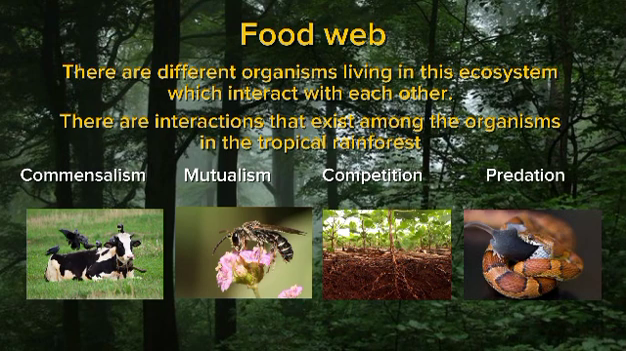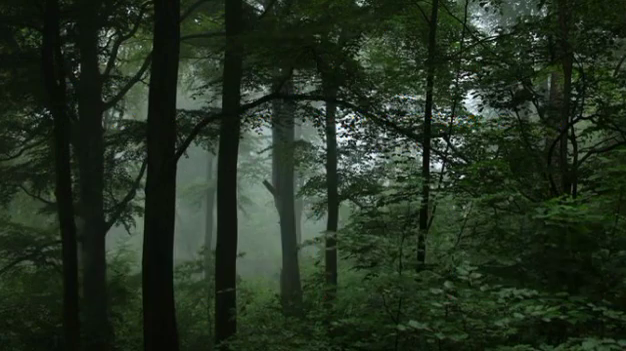Predation. It is a kind of interaction in which one organism kills smaller organisms for food. An example of this is when a snake eats a rat for food. Predators are usually organisms which are stronger, bigger, and fiercer compared to their prey. The ecosystem is an environment where both living and non-living things exist and interact with one another.